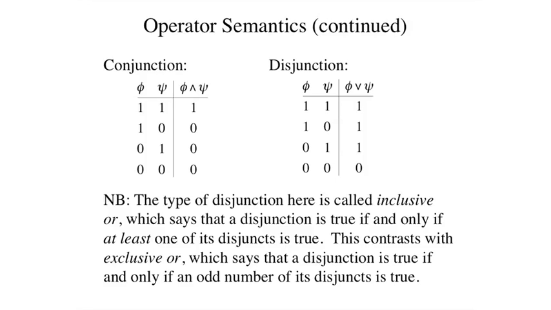The type of disjunction here is called inclusive or, which says that a disjunction is true if at least one of its disjuncts is true. This contrasts with exclusive or, which says that a disjunction is true if only an odd number of its disjuncts is true.